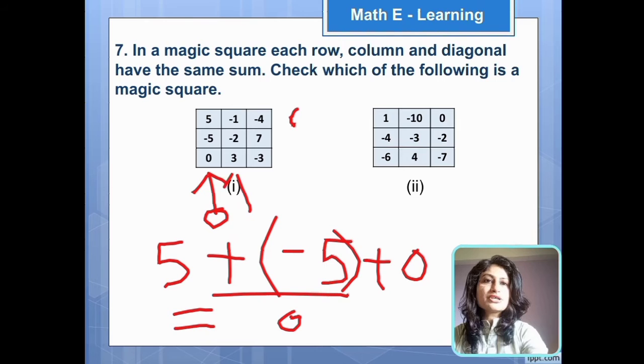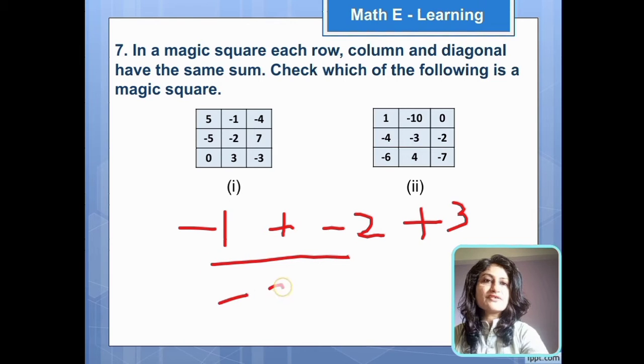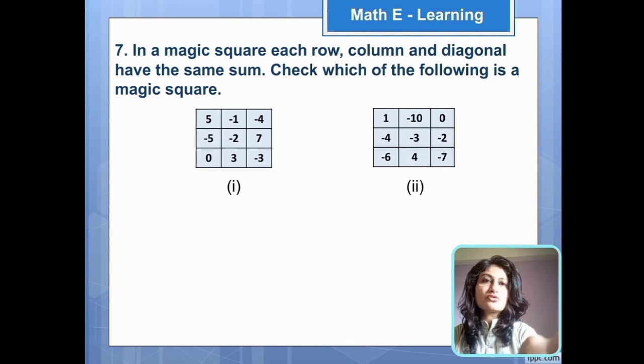Now we check for the second column and it is minus 1 plus minus 2 plus 3. Minus minus plus, so it is minus 3 plus 3. 3 minus 3 is equal to 0. So the sum of the second column is also 0. Now we check for the third column.